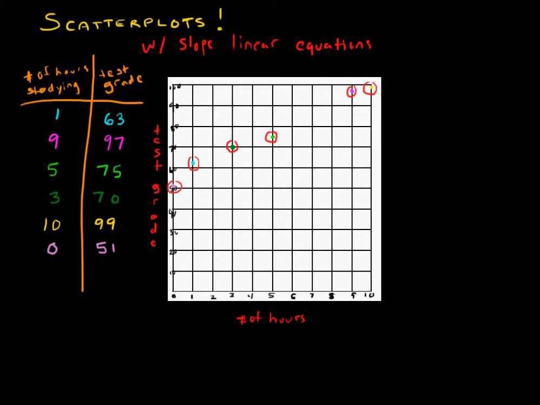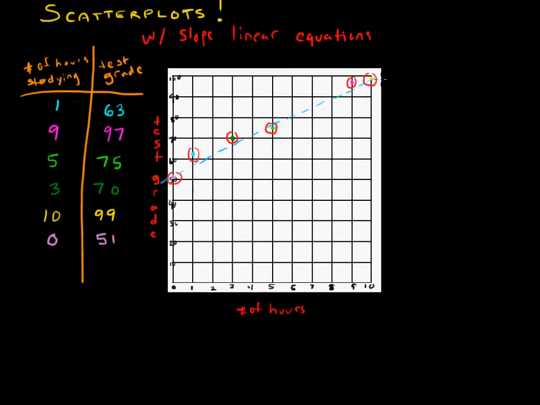If I were to draw what we would normally call a trend line, or a line of best fit is what some classes call it. Trend line, line of best fit, they're the same thing. So if I were to draw some imaginary line that's going to try to go through as many of the points as I can, or at least get close to them. So I'll draw it as a dotted line. So there's my trend line.